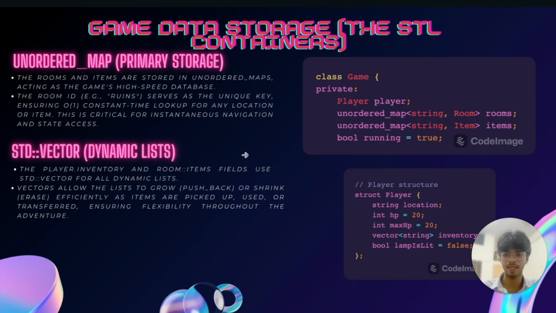which is critical for smooth gameplay. And the next one is the vector, which we have also discussed earlier, is used for the dynamic list, specifically the player's inventory and the items in the room. Vector allows the list to grow using push back when the items are acquired and shrink efficiently using the erase remove idiom when the items are consumed, like the health potion. This division of labor between the static map and the dynamic vector is fundamental to the code's efficient architecture.